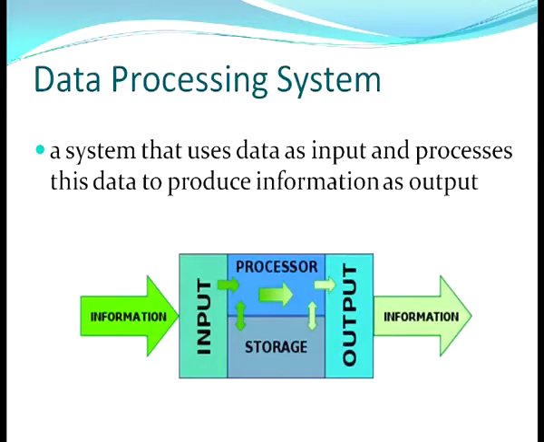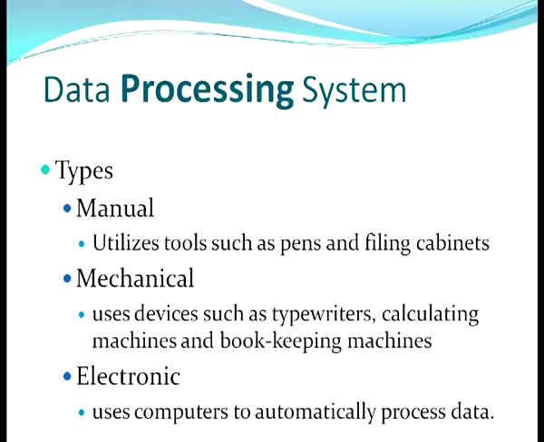So, this particular block diagram shows you the data processing system. We have the input, we have the output, in between we have storage and processing. So, this is a system that uses data as input and processes this data to produce information as output. The data processing system can be of various types: manual, which utilizes tools such as pens and cabinets; mechanical, which uses devices such as typewriters, calculating machines and bookkeeping machines; and electronic, which uses computers to automatically process the data. And we all know that we are more and more moving towards computerized data processing these days.